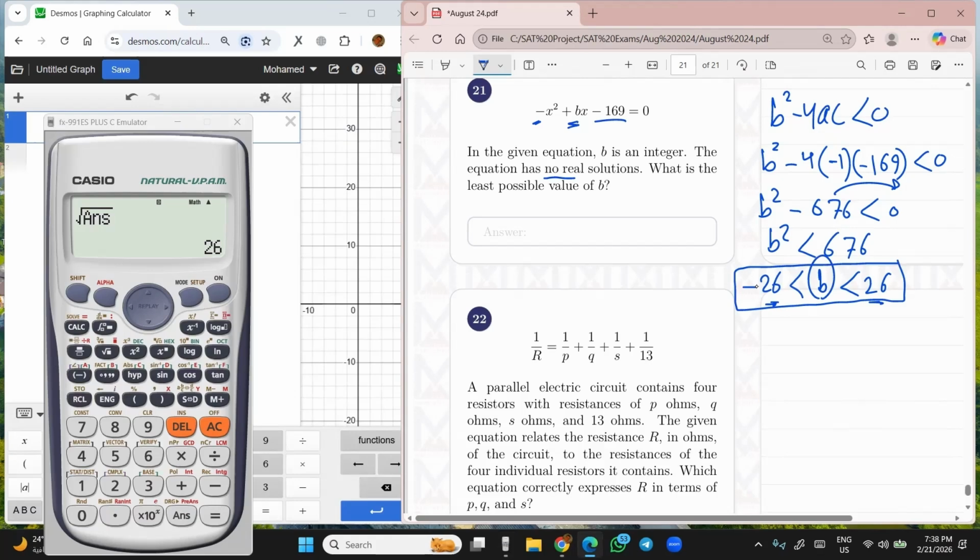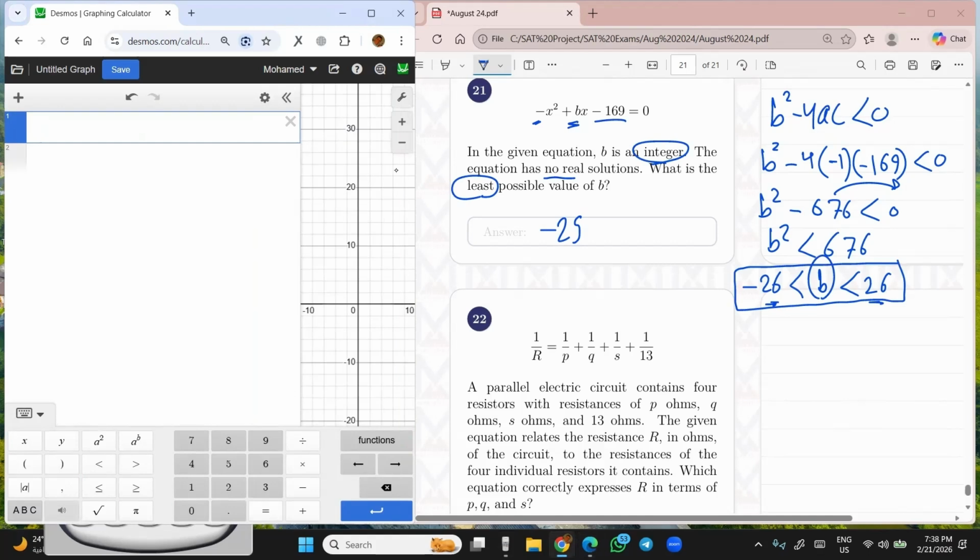The least number is negative 25. Why not negative 25.5, for example? Because it's an integer. We cannot take any decimal. How can we do that on Desmos to make it maybe simple? We just graph this. You can write negative x squared, negative x to the power of 2, plus bx, and then minus 169. Just do that.